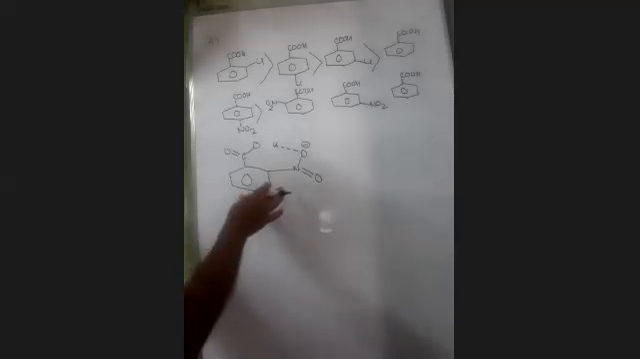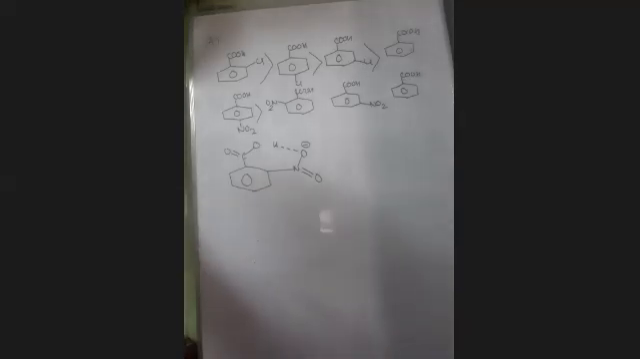So here you will write, even though orthonitrobenzoic acid should have been more acidic than that of paranitrobenzoic acid, but due to intramolecular hydrogen bonding, the dissociation decreases. Okay, first you write this one. Then after that, we'll write as a note.